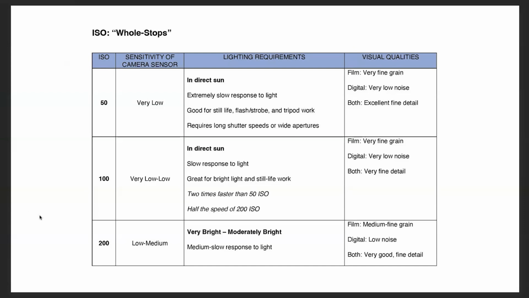Again, ISO 50 to 100, we have those direct sun lighting conditions that is going to be best for them. Direct sun or just very, very bright light in general. When we have our ISO 200, this is where our camera sensor sensitivity is low to medium. Here we can still do very bright light conditions. We can kind of get a little bit into shadows depending upon what kind of shadows they are.